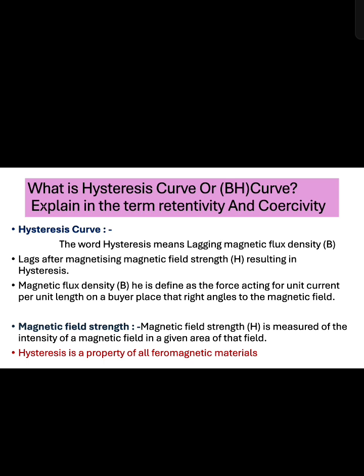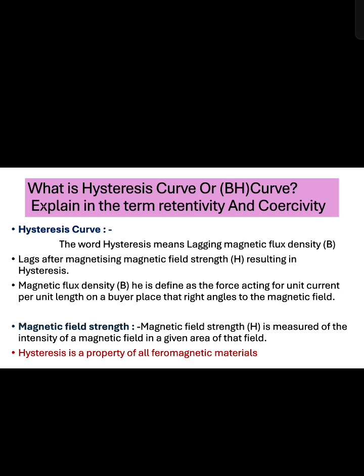The word hysteresis means lagging. Magnetic flux density lags after magnetizing magnetic field strength, resulting in hysteresis. Magnetic flux density is defined as the force acting per unit current per unit length on a plane at right angles to the magnetic field. What is magnetic field strength? Magnetic field strength is a measure of the intensity of a magnetic field in a given area of that field.